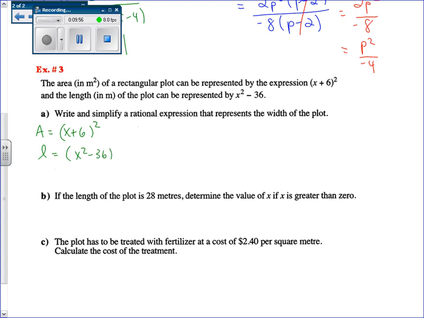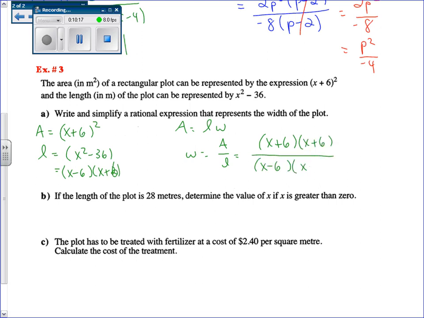which we can write as x minus 6 times x plus 6. Oops, plus 6, not 2. Okay, area is length times width, and we want to solve for width. So width is going to be area divided by length, which is x plus 6 squared. So it's x plus 6 times x plus 6 divided by x minus 6 times x plus 6. So we're going to simplify that. Okay, so we can write and simplify the expression.